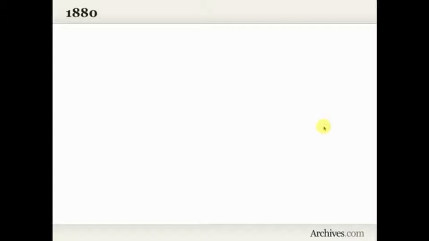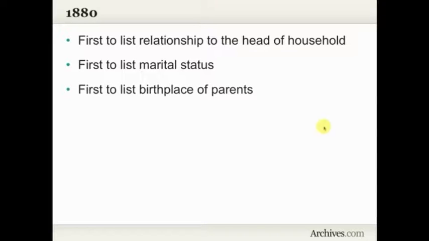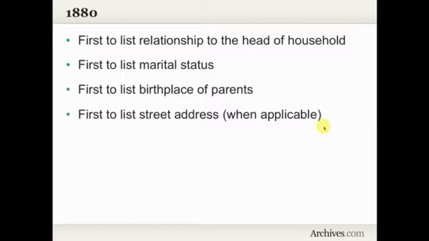Then in 1880, huge improvement in the U.S. Census. It's the first to list the relationship to the head of household. Now, we saw everyone listed by name in 1850, 1860, and 1870, but what we didn't have is how they were all related. We could make some good guesses, but 1880 is the first to actually spell it out. It's also the first to list the person's marital status. It's the first to list the birthplace of parents, regardless of where the parents were born. And it's the first census to list a street address, where the person actually had a street address. You usually don't find this in rural areas, but if your ancestors were living in an urban area where they did have named streets and the houses did have numbers, it actually should list the street address.